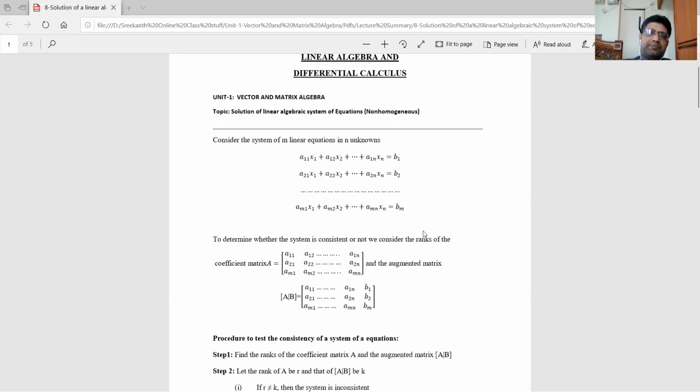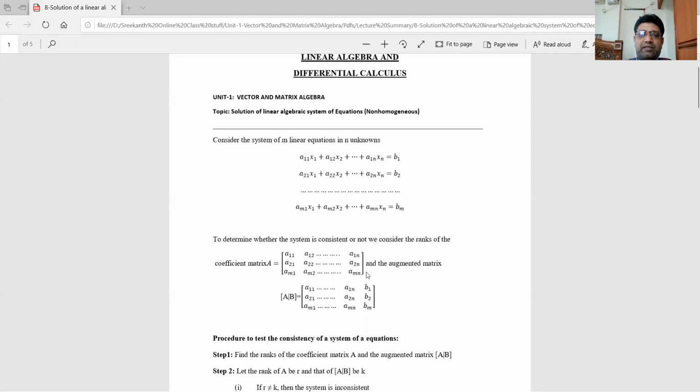So the procedure is, first write the coefficient matrix and the augmented matrix. Here the coefficient matrix is A equals, so what are the coefficients? a11, a12, and so on, a1n. Put these in matrix style: a11, a12, and so on, a1n; a21, a22, and so on, a2n; am1, am2, and so on, amn. So this is the coefficient matrix.